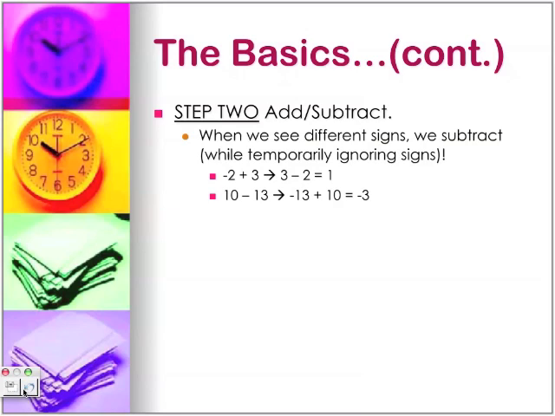Same example. 10 minus 13. Okay, 10 minus 13, what would the equation be? Basically we just switched around the numbers. So -13 plus 10. Since those are two different signs, how would you subtract it? 13 minus 10, right? So the answer is -3.